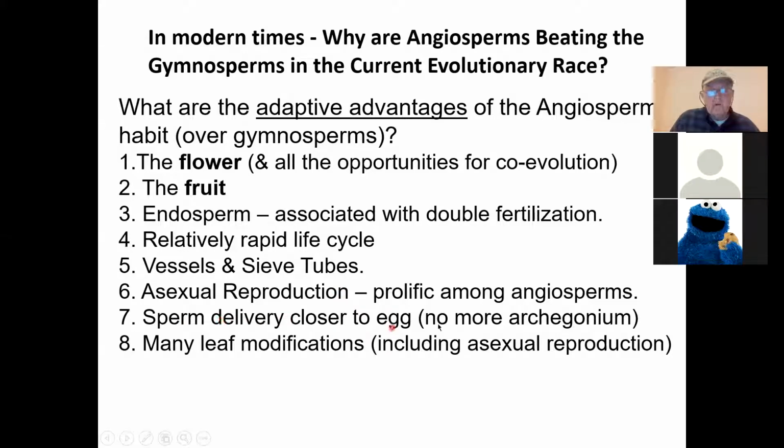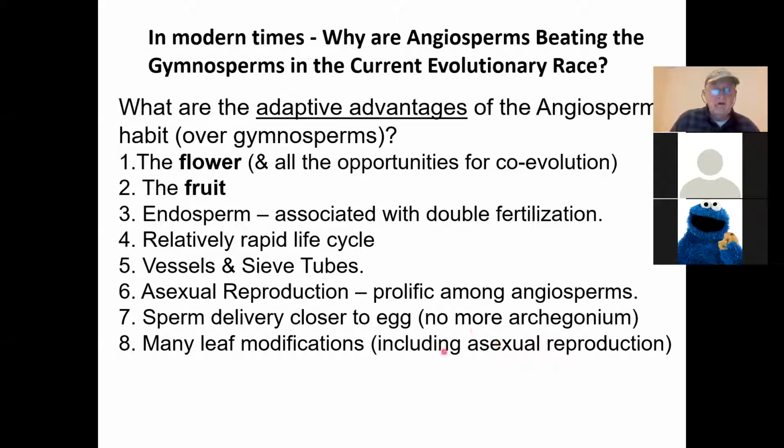Sperm delivery closer to the egg, no more archegonium. These are technical terms. We'll talk about them more later. But many leaf modifications. I've got African violets in my living room. They're 50 years old, and they're herbaceous, no wood, but they can proliferate from the petiole and leaf parts.